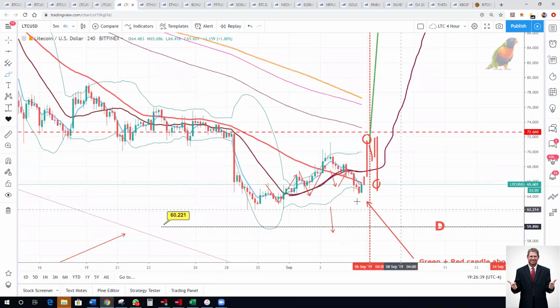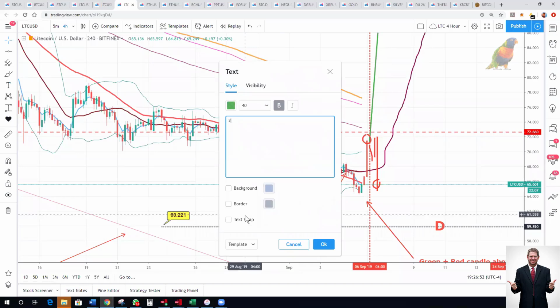I'll tell you exactly where. There we go. On 29 August 2019, that was the low of point number 2. You can literally go and put that in there. I don't believe that we are going to get lower.